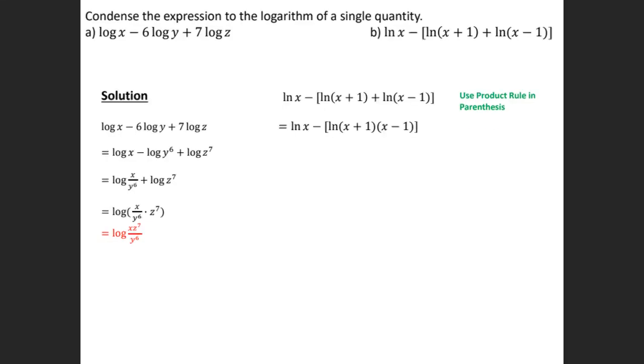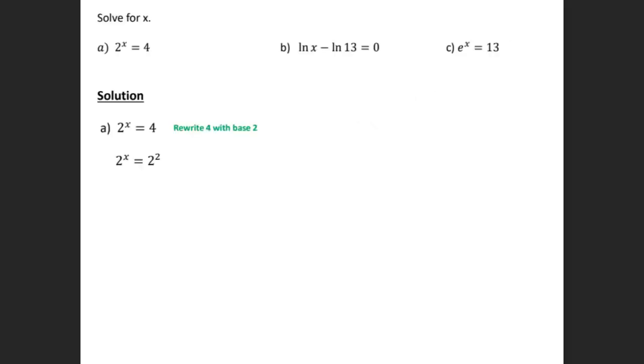So let's go. Let me see if we can. We've solved some of these. Again, you can use the one-to-one properties to solve these.